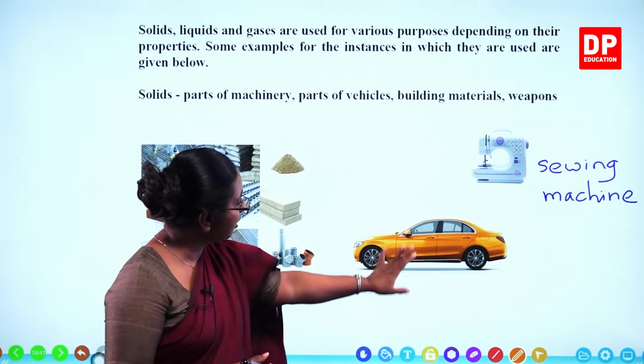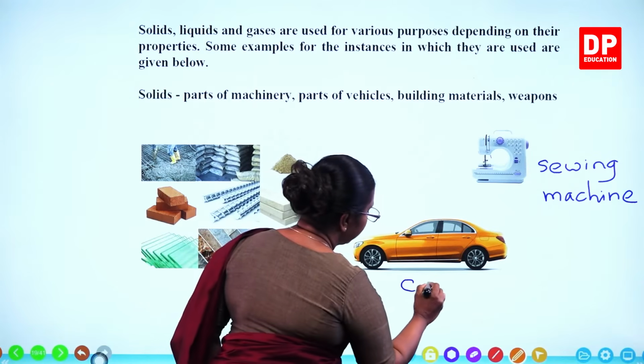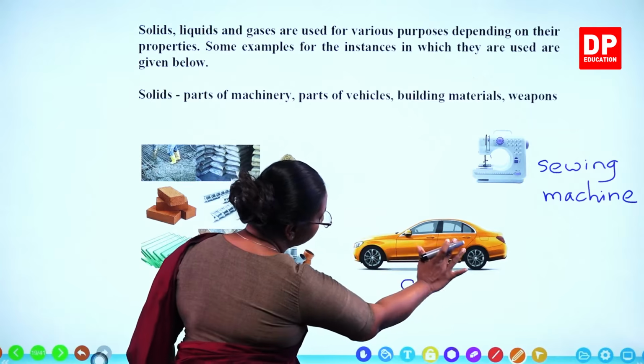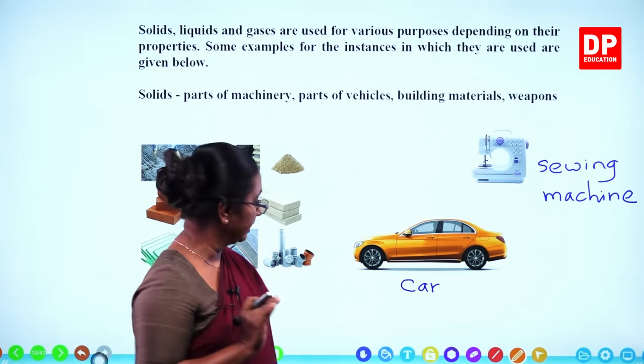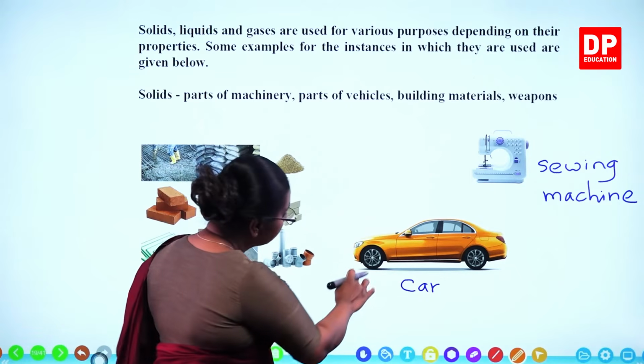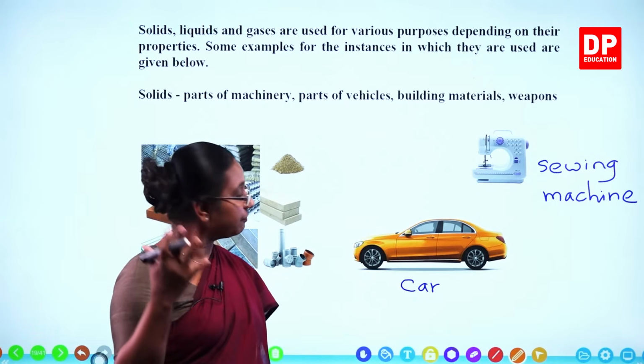The same way, if you look at this car, you can see the parts of the car. Again here, the body of the car and the door are usually all metals. If you take the tires, they are made up of rubber. Then again the wheel cups are made up of metals.